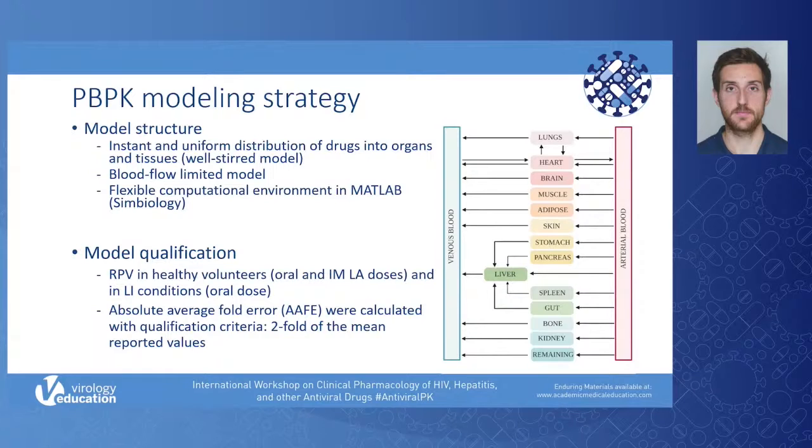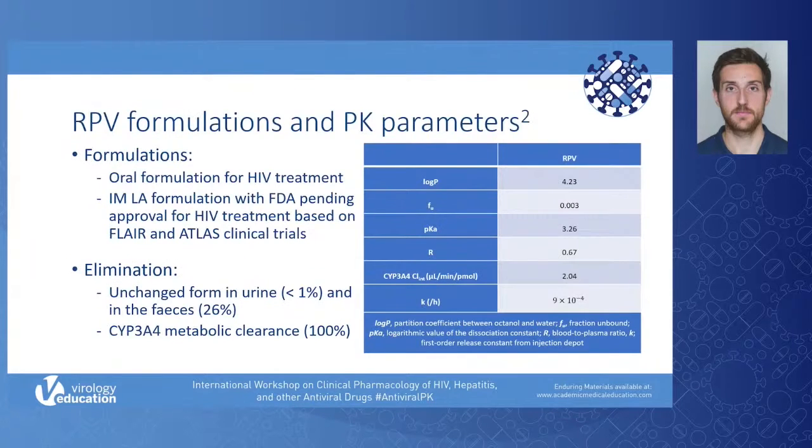To correctly predict the rilpivirine concentrations, it is important to first qualify the model. For that reason, oral dose of rilpivirine in healthy and liver impairment classifications and intramuscular dose in healthy volunteers was used for the qualification. AAFE was calculated for comparisons against observed data. In general, PBPK models are considered qualified if AAFE is less than 2. Two formulations of rilpivirine are available: the oral dose approved by the FDA for the treatment of HIV, and the intramuscular dose which is currently under investigation for the same indication.